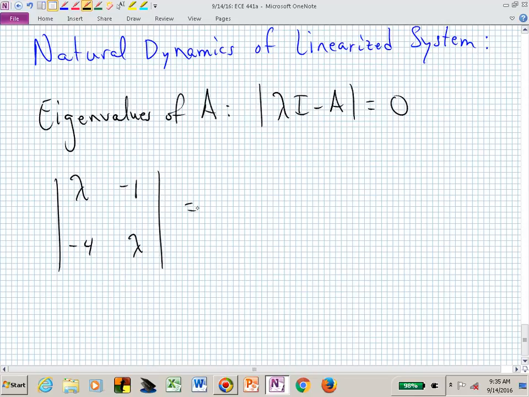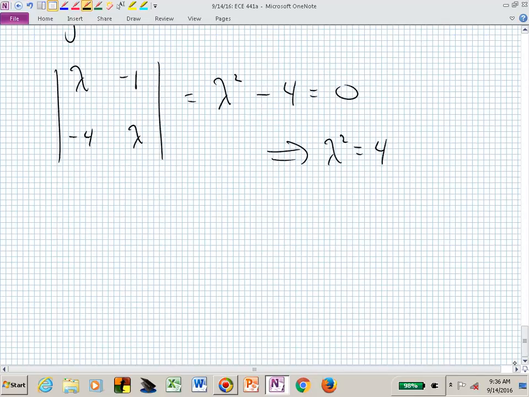Now, how do I find the determinant of a 2 by 2? And you have to know this by the exam if you don't already. This is the product of the diagonal minus the product of the off diagonal. And now we see that we have lambda squared equal to 4. So now we have 2 roots, 2 eigenvalues, plus and minus 2.